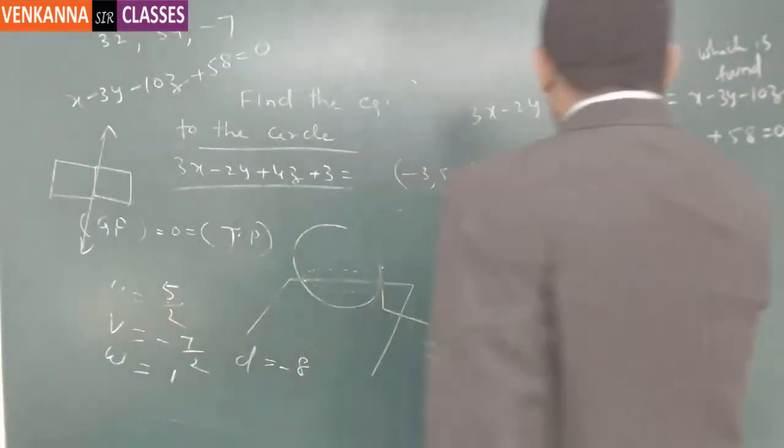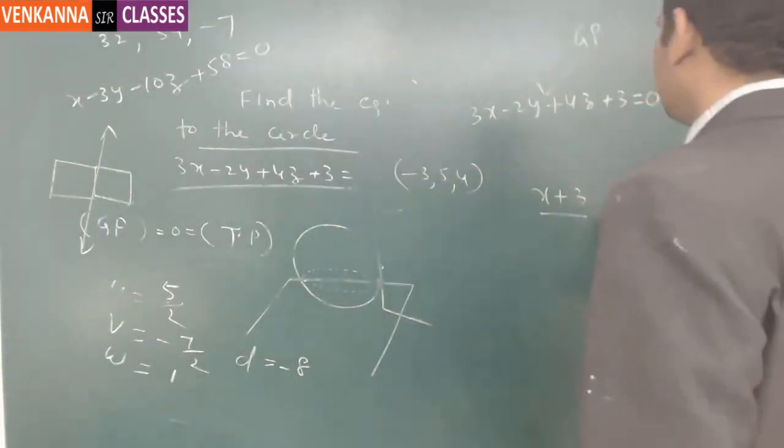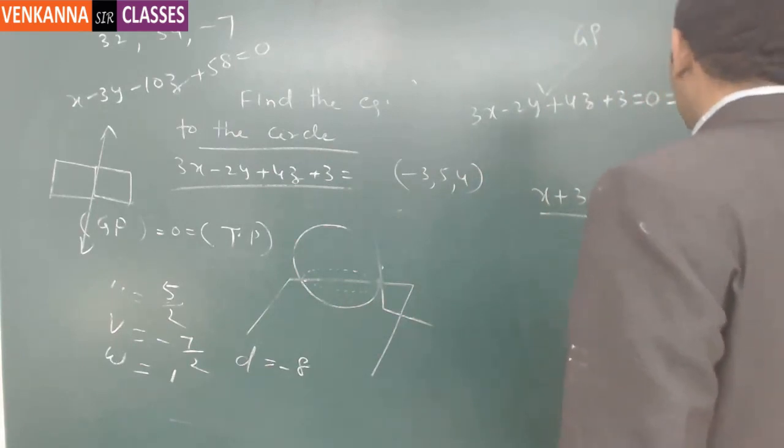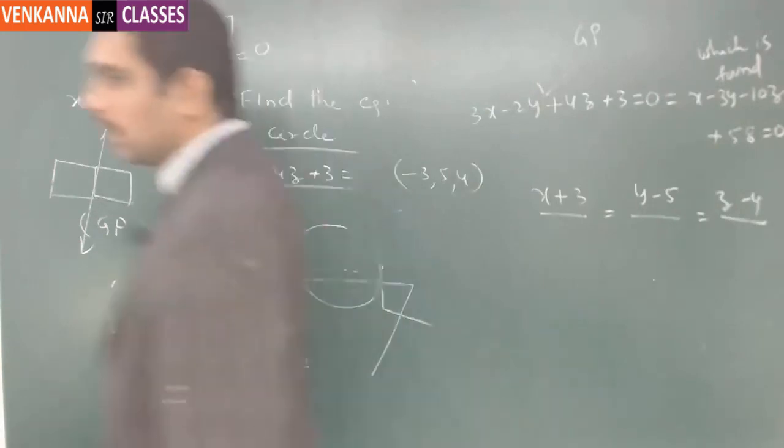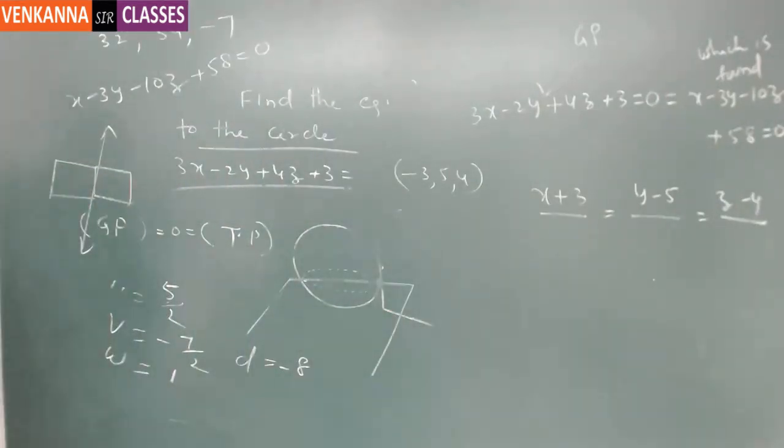So it is nothing but (x plus 3) by, (y minus 5) by, (z minus 4) by, if you want to write it in symmetrical form. So you should know what are the DRs of the line. So if you imagine that this is the line formed by the intersection of these two planes, as we know that the normal of the plane is always perpendicular to the line. Agreed?